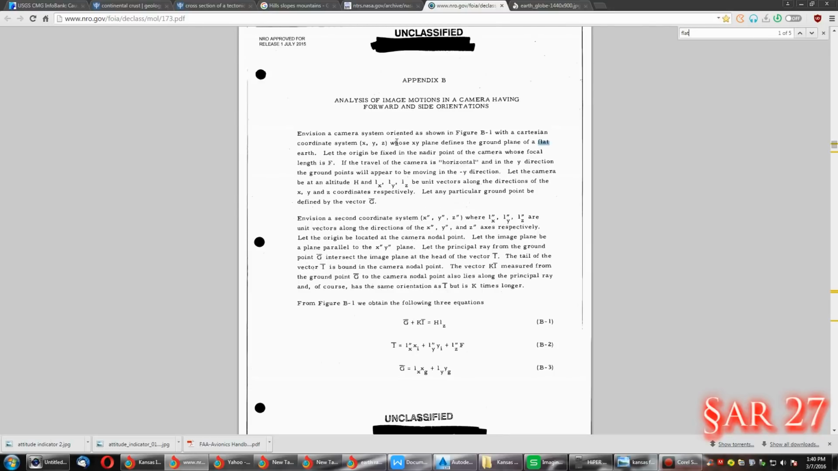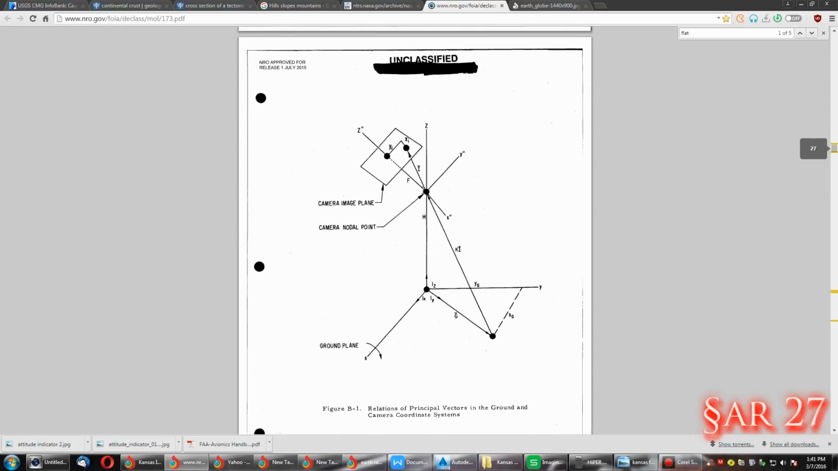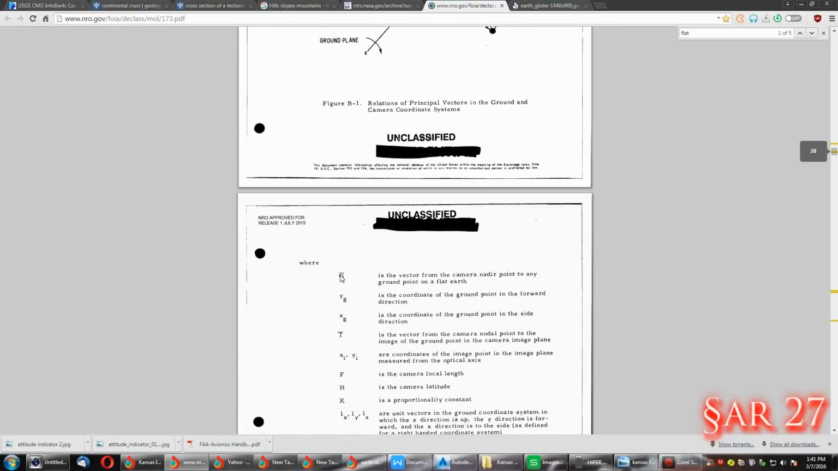Now here's the Cartesian coordinate system, whose XY plane defines the ground plane of a flat Earth. Okay, why would they make a camera that wants to pivot around an aircraft to have it be level with a flat Earth? See, the information is out there, folks. Here's the aircraft and a camera, and even here where G in the line above indicates the vector from the camera nadir point to any ground point on a flat Earth.